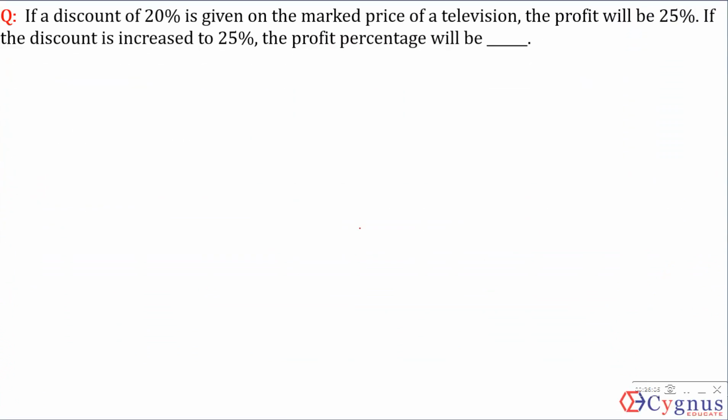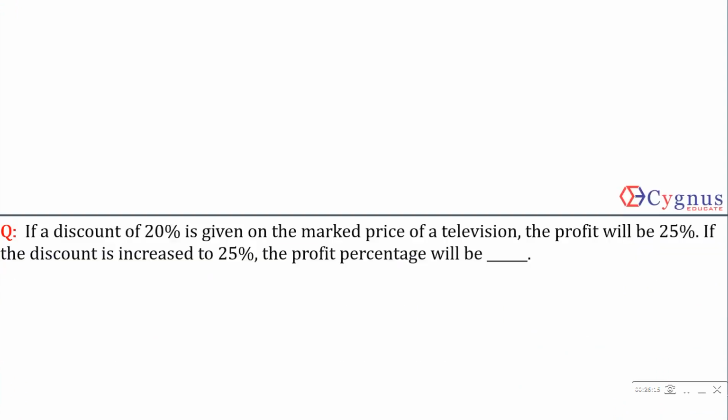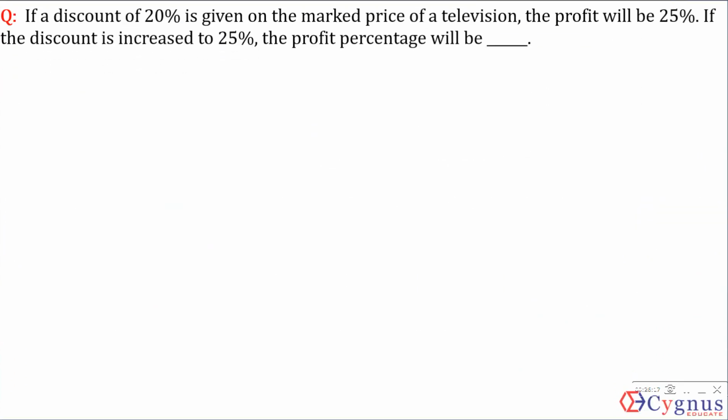If the discount of 20% is given on the mark price of the television, the profit will be 25%. If the discount is increased to 25, the profit percentage will be how much? We've already discussed this kind of question in the previous slide. The similar one.